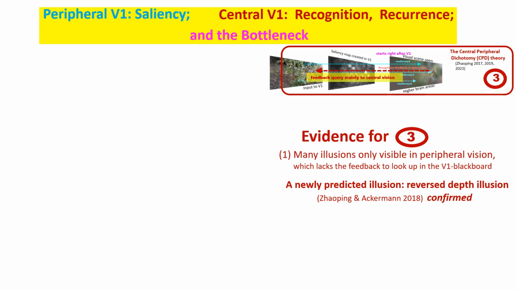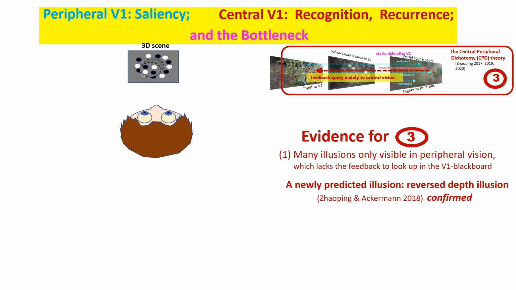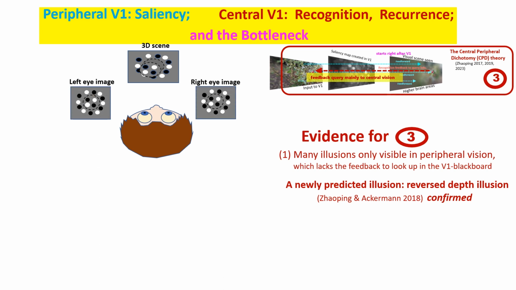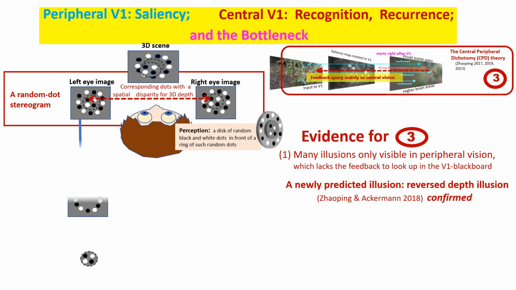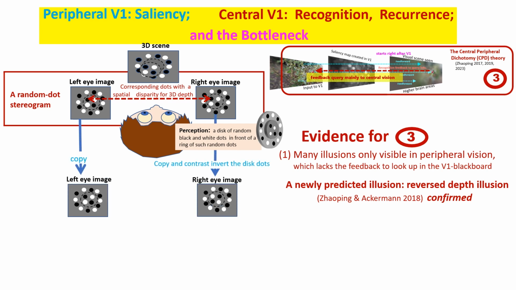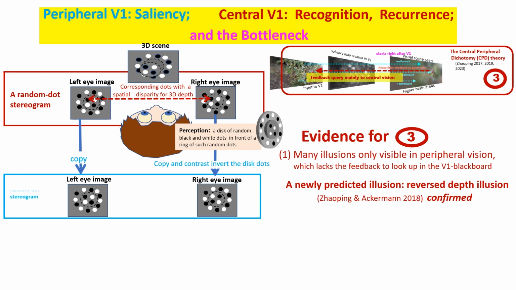We predict a new illusion, the reversed depth illusion. This is illustrated by a 3D depth difference between a disk in front of a ring. Both depth surfaces are covered by random black and white dots. This scene is depicted by a random dot stereogram, giving a veridical perception of the disk in front of the ring. The reversed depth illusion arises when we revise this stereogram to give an anti-correlated random dot stereogram, in which, for the disk, each black dot in one eye corresponds to a white dot in the other eye. Such a disk is nonsensical.